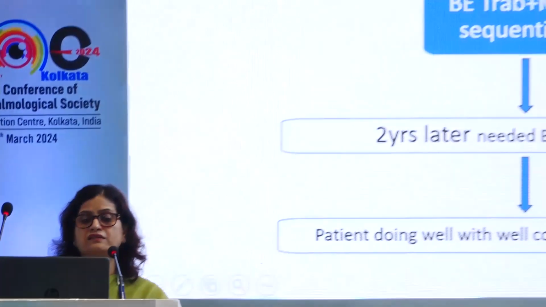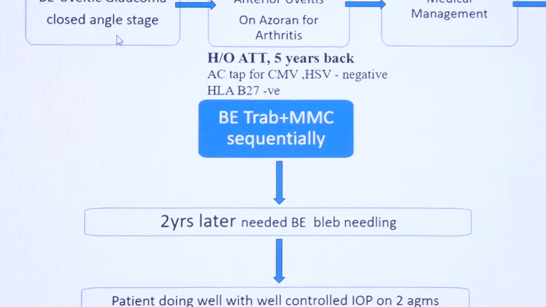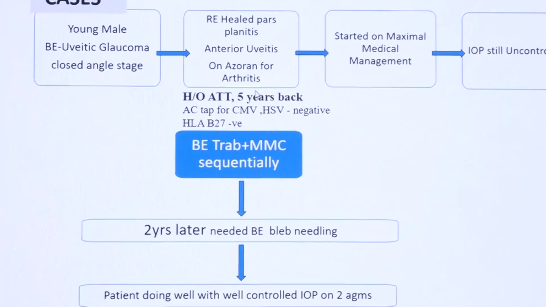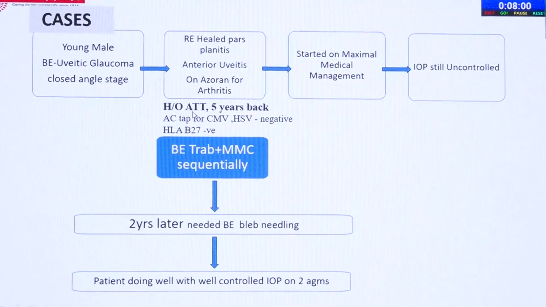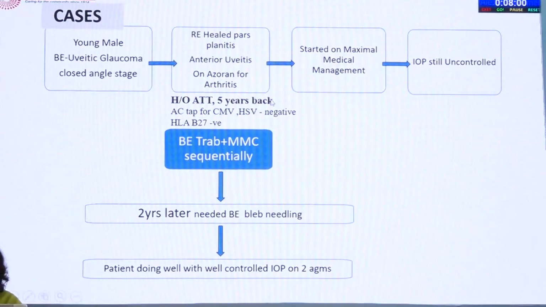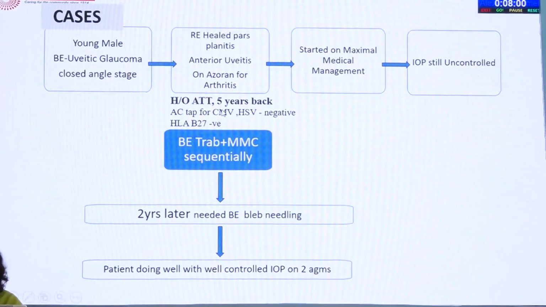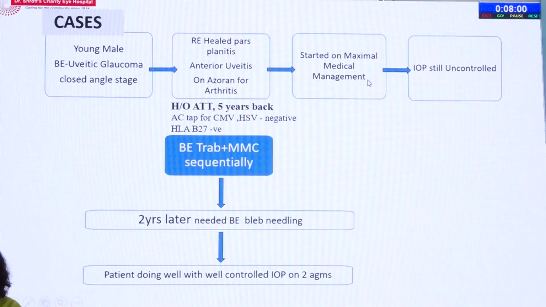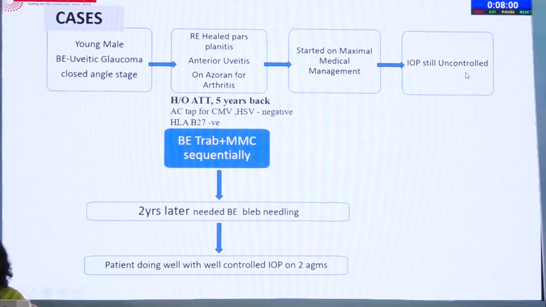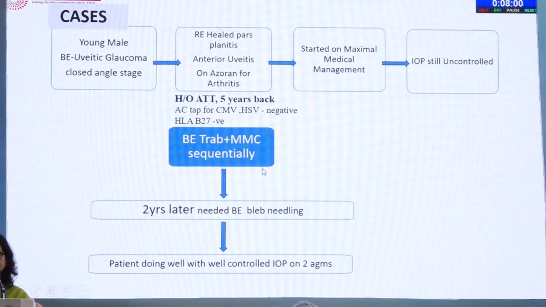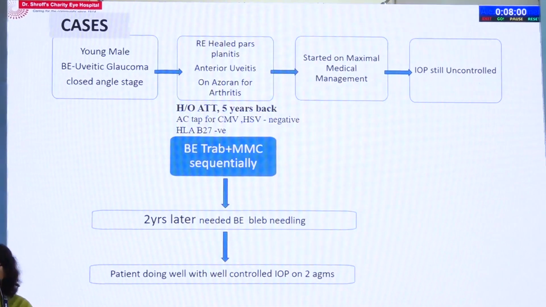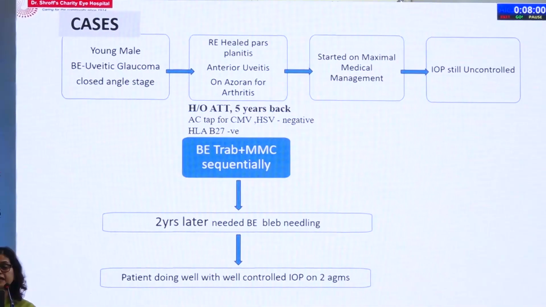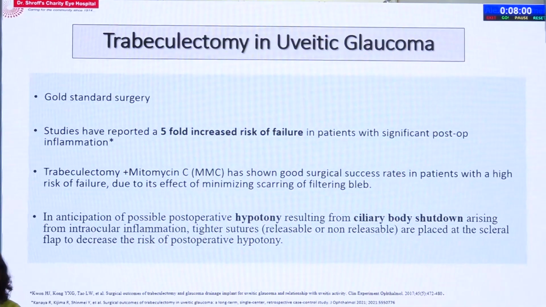I'll just discuss 2 short cases. This patient, both eyes uveitic glaucoma, young male. He had healed pars planitis and anterior uveitis on Azuran, and he has a history of ATT, anti-tubercular treatment, 5 years back. He was on maximal medical therapy, and IOP was still uncontrolled. So trabeculectomy with mitomycin C was done sequentially in both eyes. However, over a period of time with recurrent uveitis, he required bleb needling, and now he is controlled on 2 AGMs.